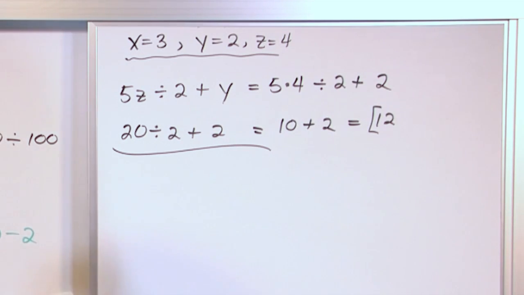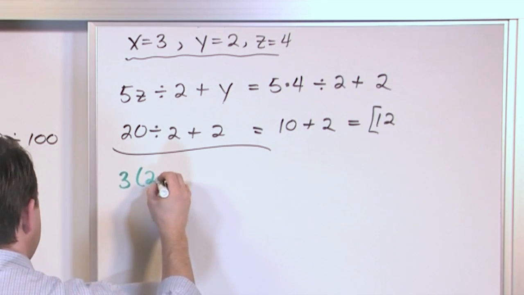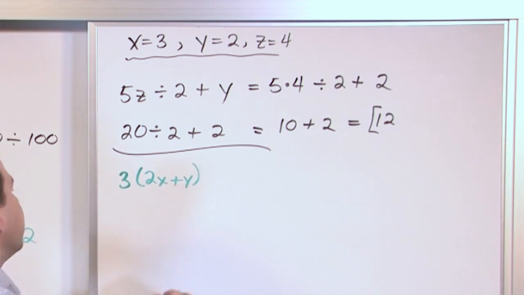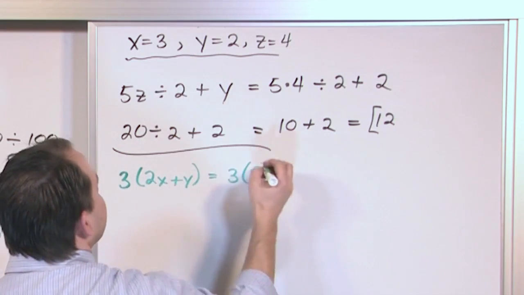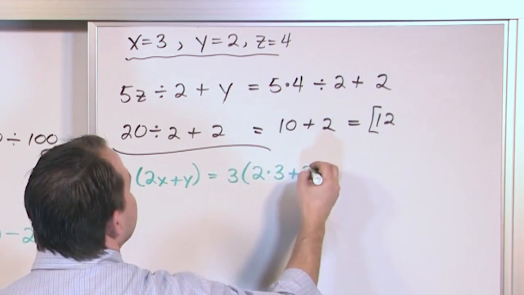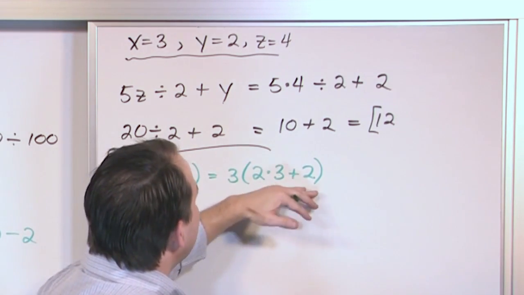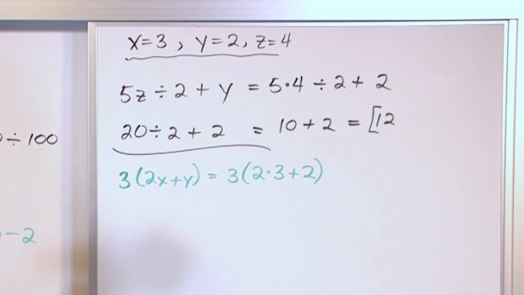And let's do 3, 2x plus y, all wrapped up inside of parentheses. So let's plug in what we know. We have 3, 2 times x in this case is 3, plus y in this case is 2. And all of this stuff is inside parentheses, so this is another great example. The first thing you do is check for what's inside parentheses, and we have a bunch of stuff inside parentheses, so we know we have to do that first.